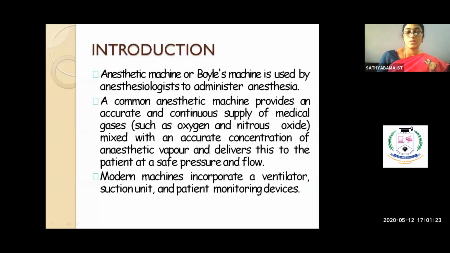So what does an anesthesia machine do? What is it used for? We all know it's mainly to give anesthesia to the patients. So what does it actually do? It gives you a continuous supply of oxygen and nitrous oxide mixed with the anesthetic agents. This is given at a particular pressure and flow to the patients.